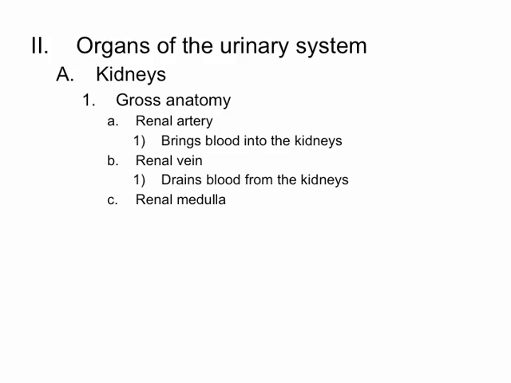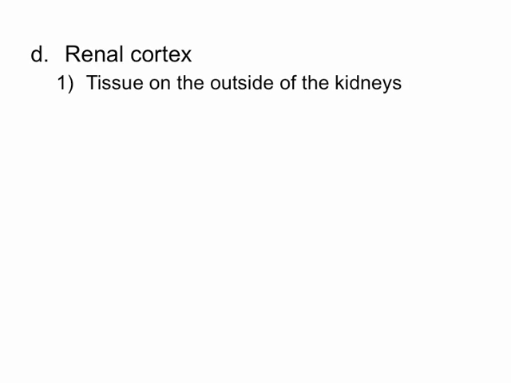And now if we're looking at the inside of the kidney, there's going to be two different types of tissue. The renal medulla is the first of those. It's a tissue on the middle or the inside of the kidneys. The structures that you find inside of the renal medulla are called renal pyramids simply because they look like triangles in shape. The renal cortex is the other type of tissue. This is on the outside of the kidneys.